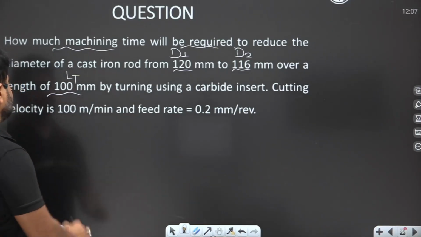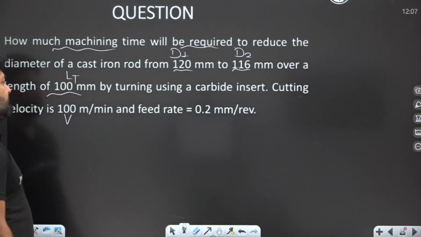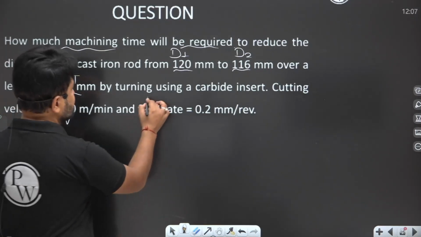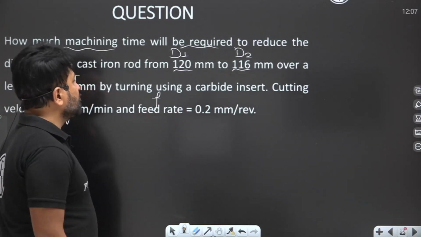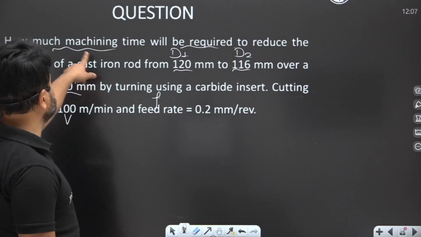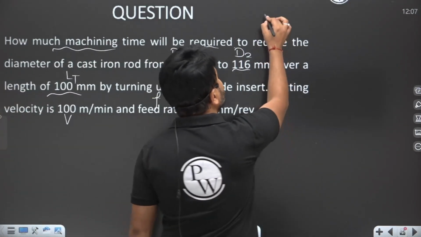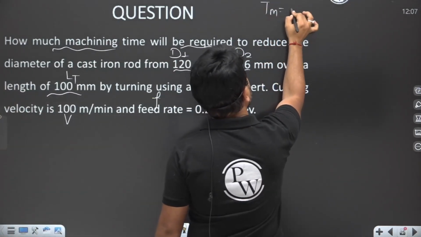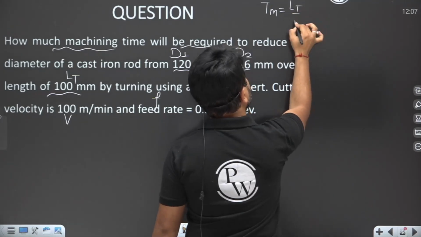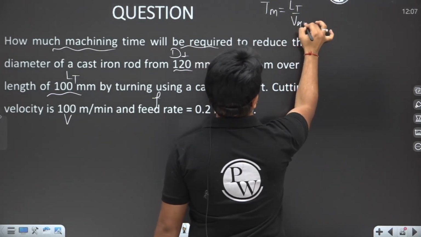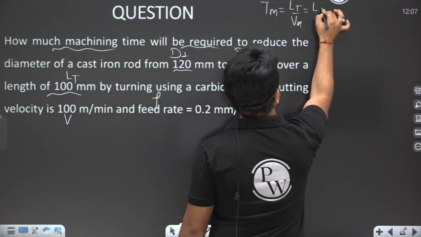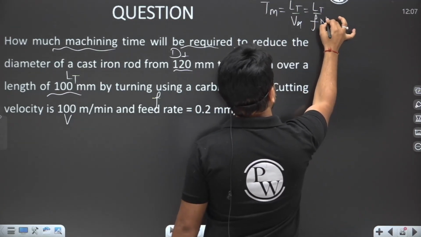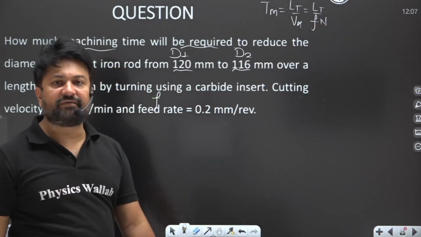So cutting velocity is V, 100 meter per minute, and feed is given to us, F. So you have to find how much machining time. For machining time, you need the total length divided by tool velocity, so this is LT divided by F into N. We have the feed, but we don't have the value of N.